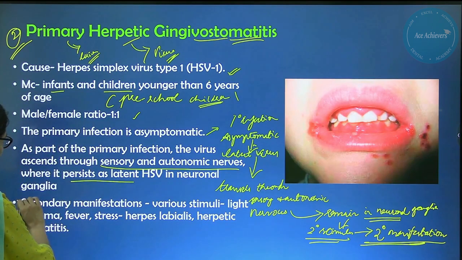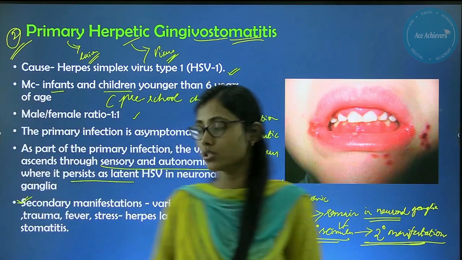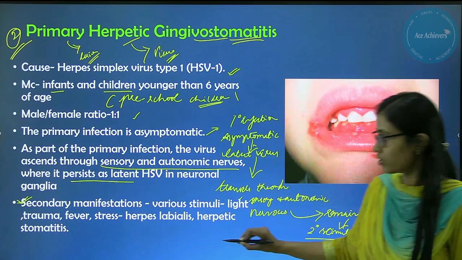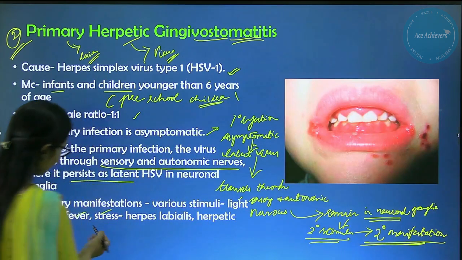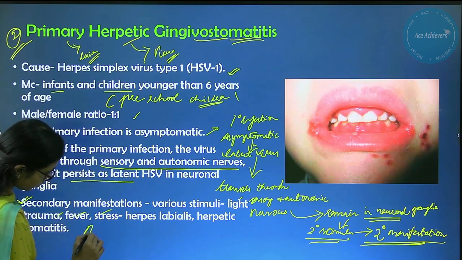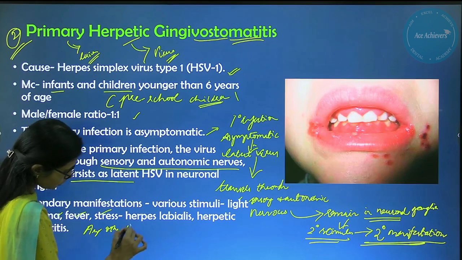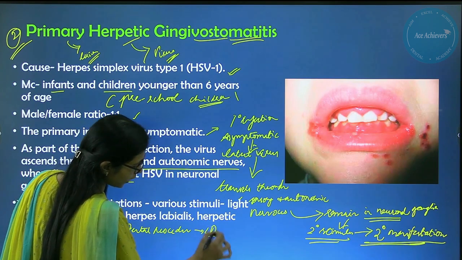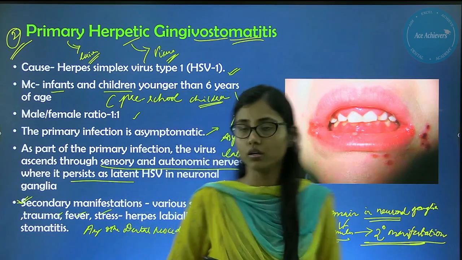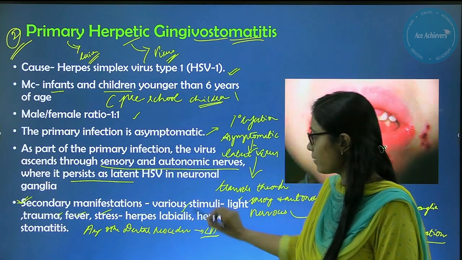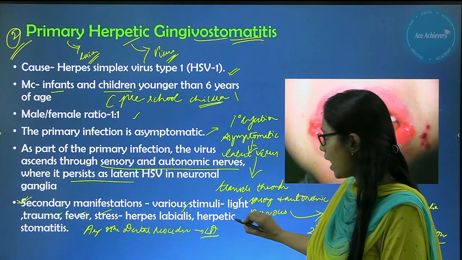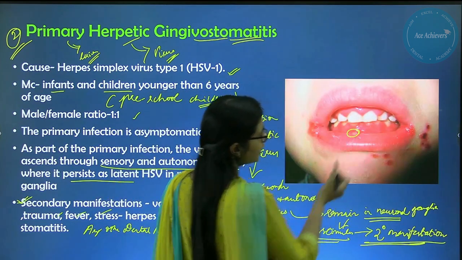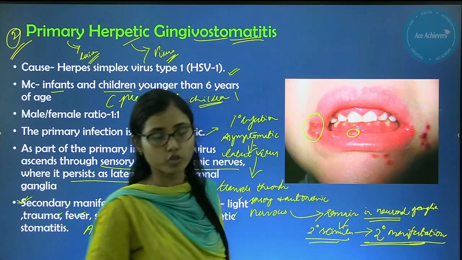Okay, so as I told earlier, there are going to be some secondary manifestations in the later period of life when it is stimulated by various stimuli such as light, trauma, fever, and stress. And whenever we give any of the dental procedures, even when we give LA, that again is going to act as a stimulus and induce herpes lesions. Okay, so there is going to be herpes labialis, which are herpes lesions on the lips of the patient, and herpetic stomatitis. Okay, so this picture shows how the child is developing ulcerative lesions with herpetic vesicles in the corners of the mouth. Okay.